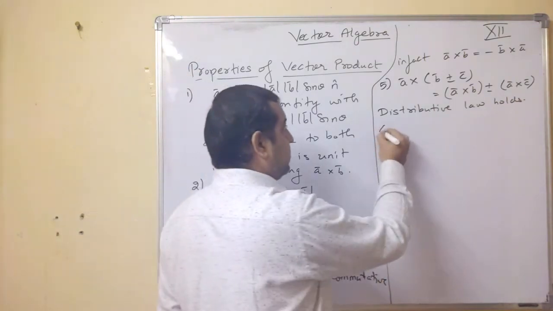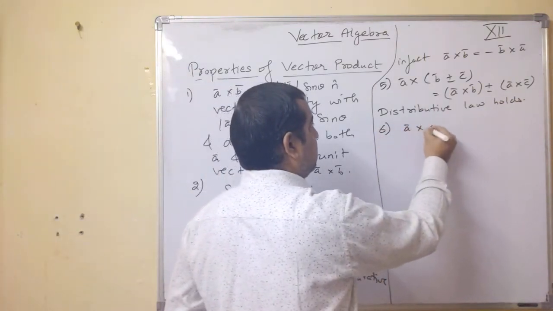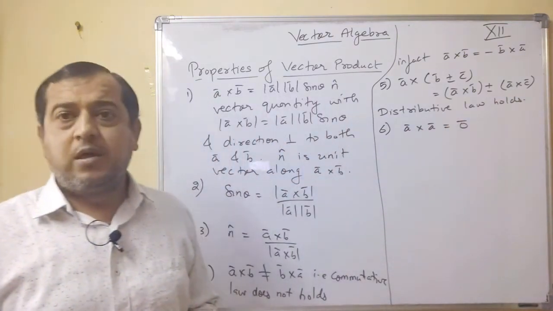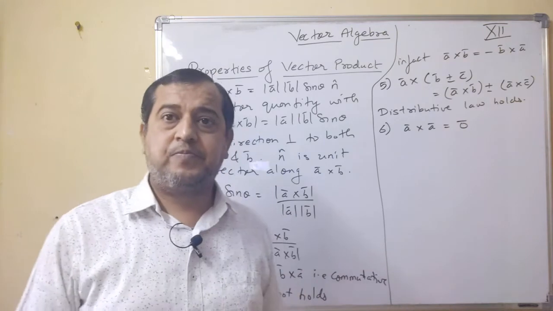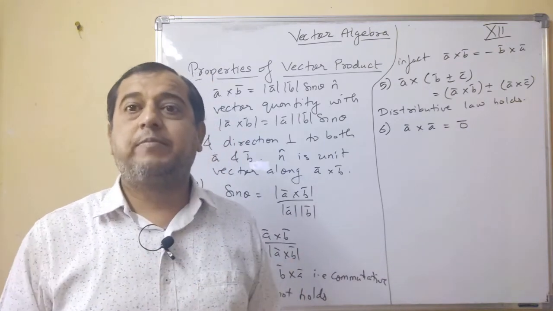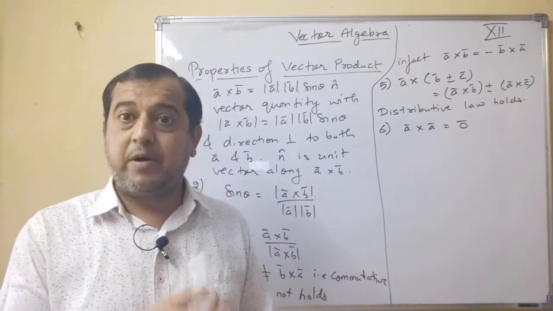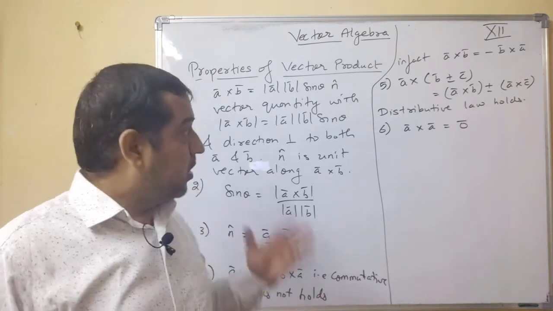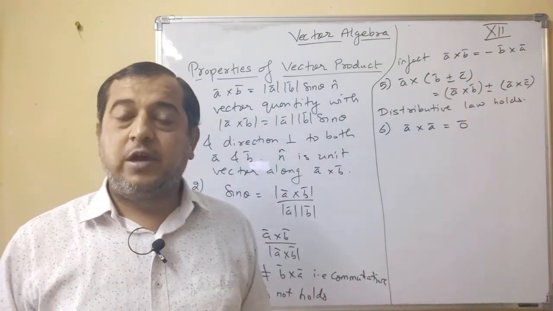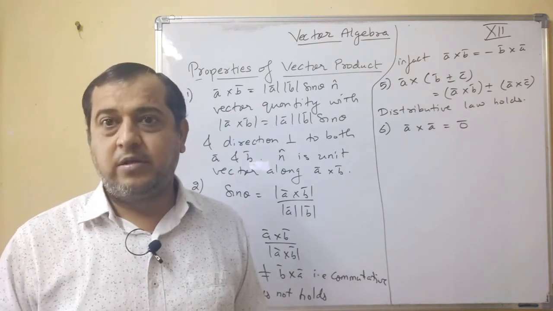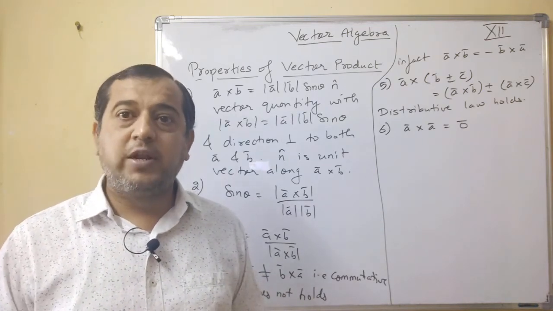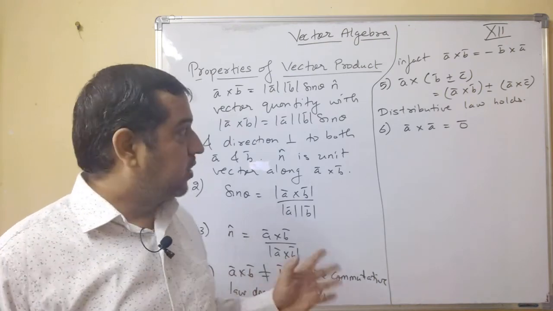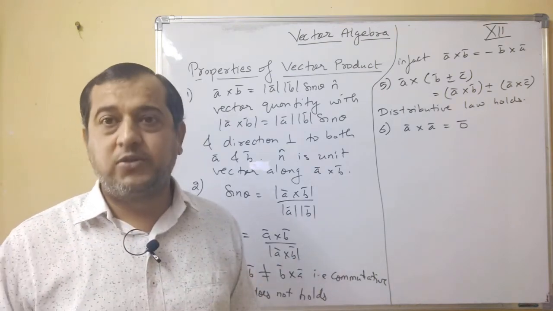Okay, sixth, vector A cross vector A, this will be 0. In scalar product, what we have seen, vector A dot vector B is 0. Means if two vectors are perpendicular, then their dot product is 0. Okay, now in case of cross product, if the two vectors are collinear, then their cross product is 0. Okay, in short, A cross A, it will be surely 0 vector.